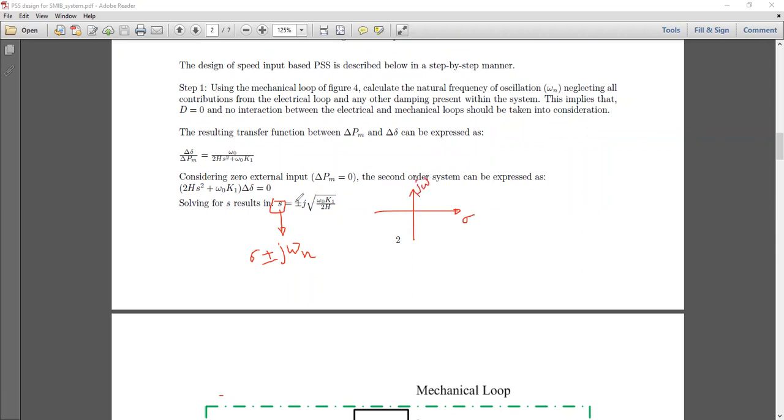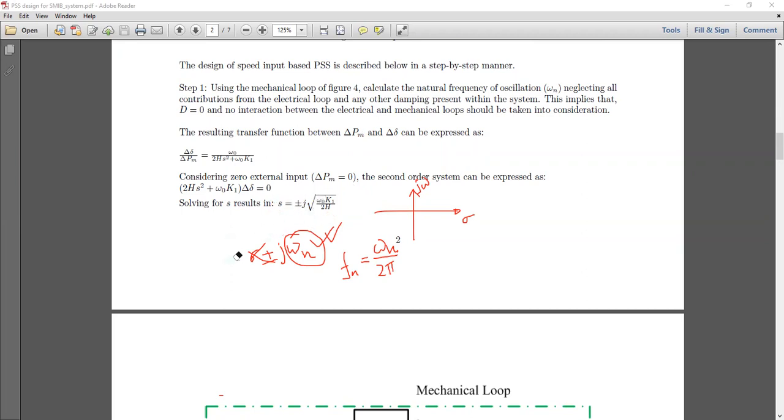However, because there is no real part associated here with s, we can simply drop this sigma and we are left with some plus minus j multiplied by omega term. This omega is nothing but the natural frequency of oscillation. Actually, the angular version of that, omega n. Fn would be the exact name for natural frequency of oscillation. And of course, Fn and omega n are related by this expression: Fn is omega n by twice pi.